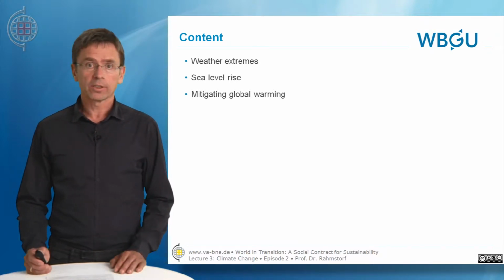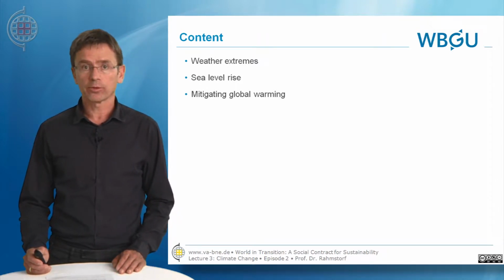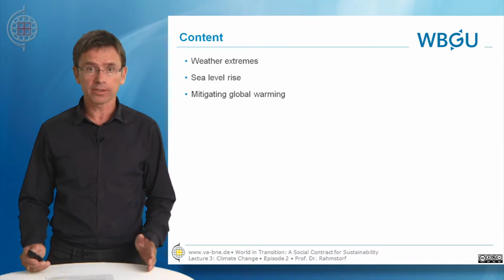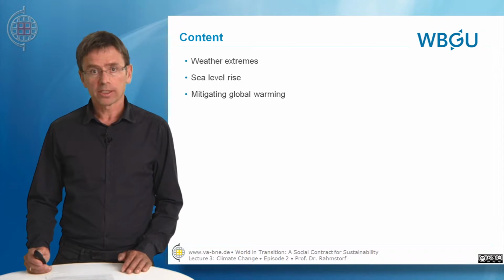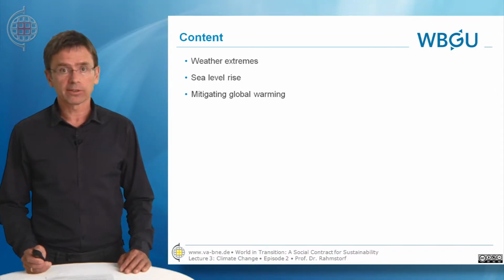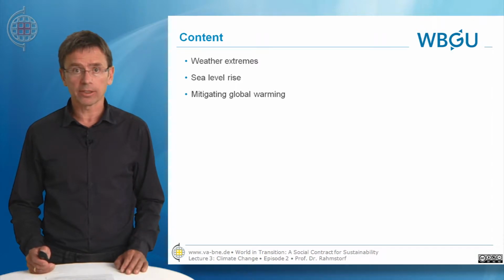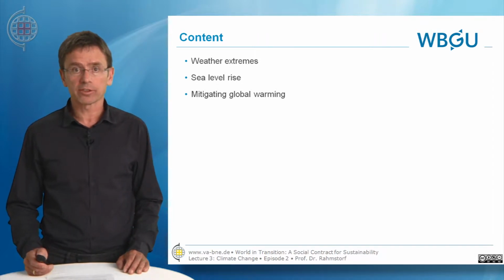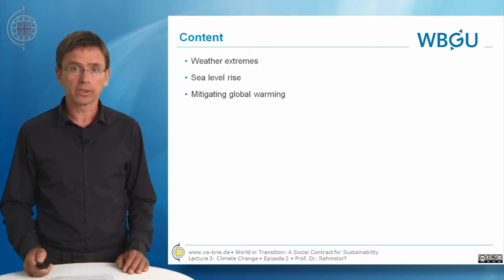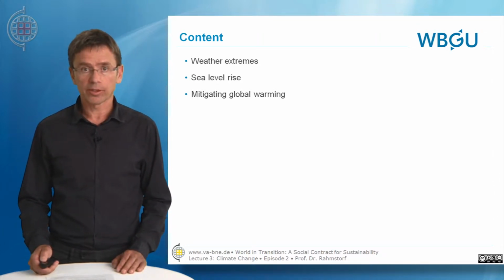In episode 1 of this lecture, I explained the basic facts of global warming and showed how the global average temperature increases. And of course, what will affect people and ecosystems most is not the change in the global average temperature, and not even their average local temperature, but more the extremes that tend to affect people and ecosystems, and that's why we will have a look at weather extremes.